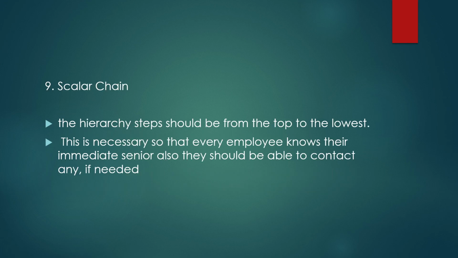Next is the scalar chain. The hierarchy step should be from top to the lowest. This is necessary so that every employee knows their immediate senior and also should be able to contact any if needed. So the scalar chain is like one straight line from management to executionary level, like employee level positions. And information should be processed from management all the way down to the employee level.